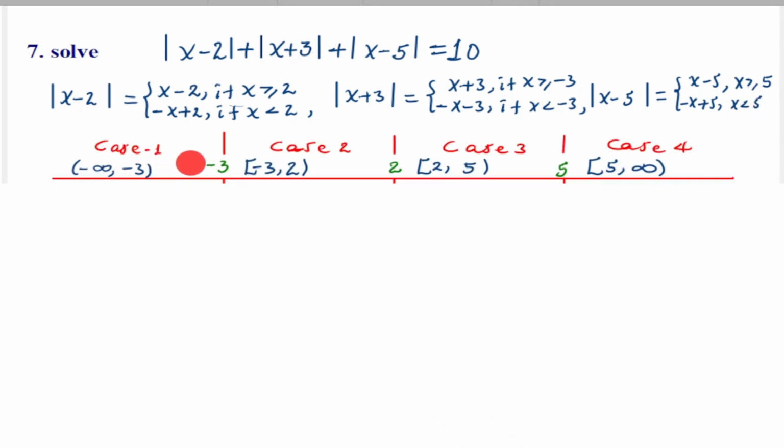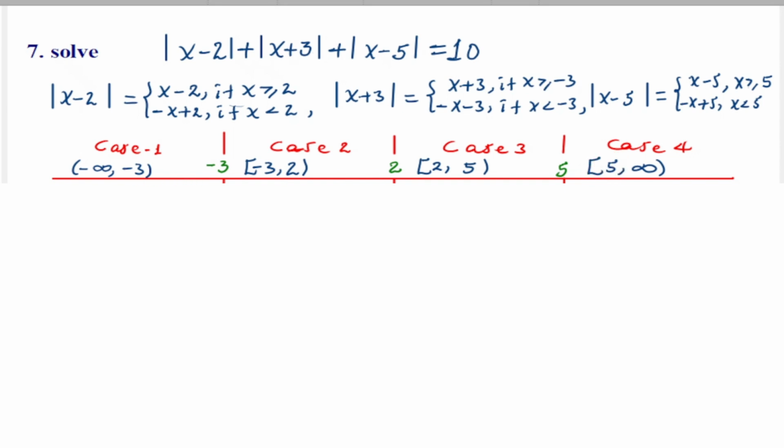So case 1 is below minus 3. Why do we make an open interval? Because it has only a less than sign. Case 2, between minus 3 and 2. It includes minus 3. Why? The inequality has a greater than or equal to sign here. Why do we make 2 open? Here there is only a less than sign. And the third case, why do we make 2 closed? The inequality at 2 is greater than or equal to 2, so it has an equal sign. And 5 is open. Why do we make 5 open? Here only a less than sign. And case 4, here there is an equal sign. That's why we make 5 closed for this case.